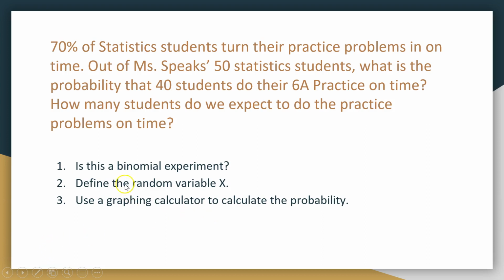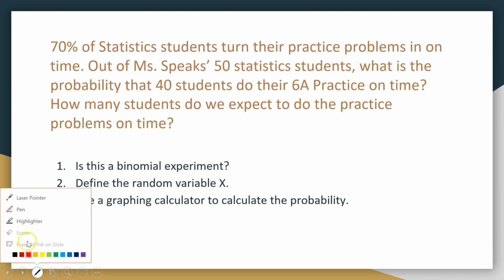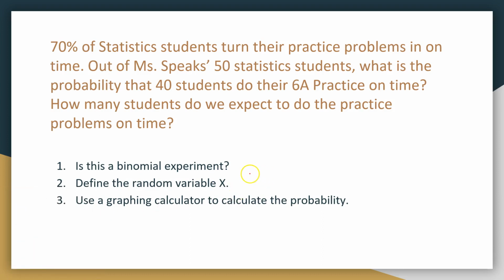Question number 1, is this a binomial experiment? Remember we have 3 requirements for a binomial experiment: a set number of trials, which we have because we have 50 students. Only 2 outcomes, success or failure. That makes sense: either you turn it in on time or you don't. And then independence. Each student is their own individual person. You can all decide individually whether or not you're going to do your practice problems on time. So yes, this is a binomial experiment.